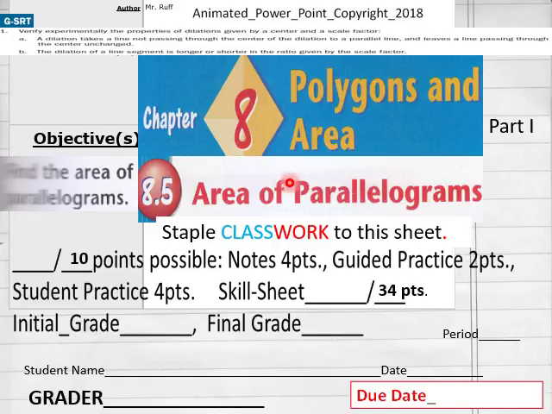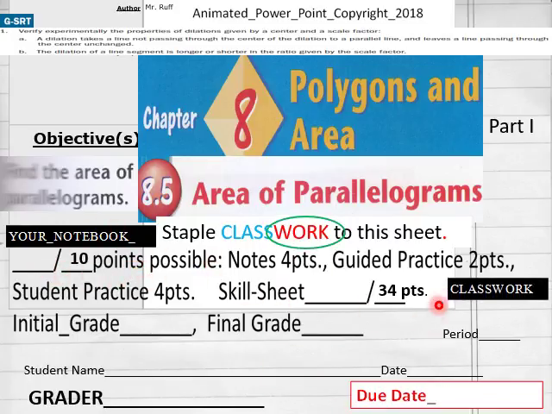8.5 Area of Parallelograms. Find the area of parallelograms, Part 1. Here is the standard up here. And we have a notebook guide here for 10 points. And then we have a classwork sheet here for 34 points on this one.